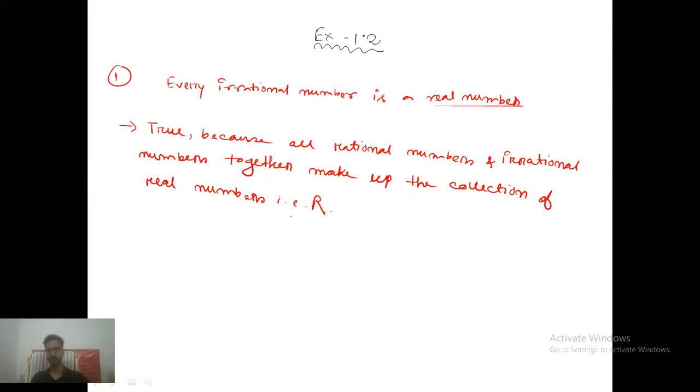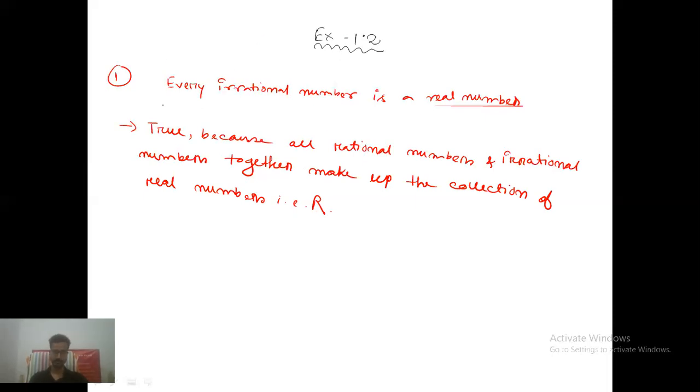Yes or no? What is the definition of real number? The combination or the collection of irrational numbers, rational numbers, then your natural numbers, your whole numbers. This is real numbers. That is true: every irrational number is a real number.